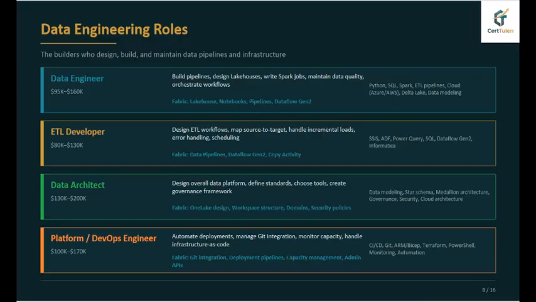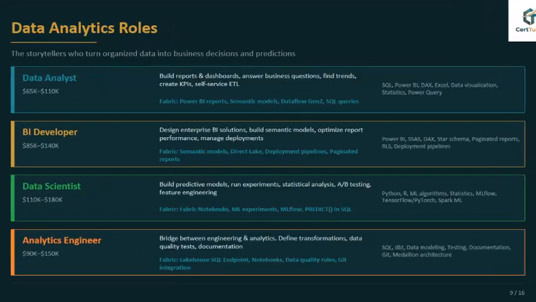So if you are a data lover, if you are interested in databases and queries, you are the right person to choose these kinds of roles. We are talking about the roles of data analytics. Data analyst, BI developer, data scientist, and analytical engineer are the different types of roles that come under data analytics.